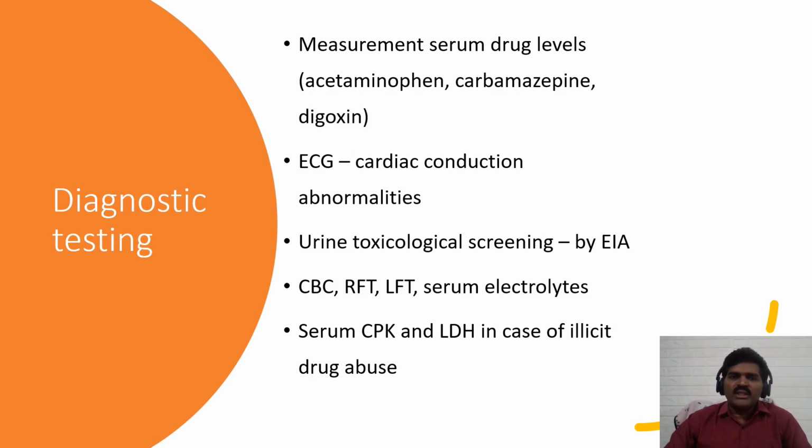In any poisoning patient, ECG is a must, especially to look for arrhythmias and cardiac conduction abnormalities. Urine toxicological screening can be done, which uses enzyme-linked immunosorbent assay. CBC, RFT, LFT, and serum electrolytes are the baseline investigations, and you need to follow them up at regular intervals. Serum CPK and LDH can be done in case of illicit drug abuse, wherein they can be elevated.